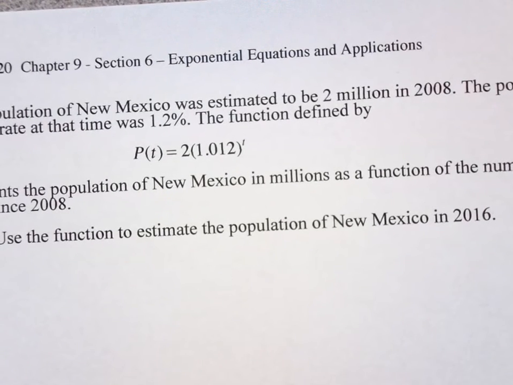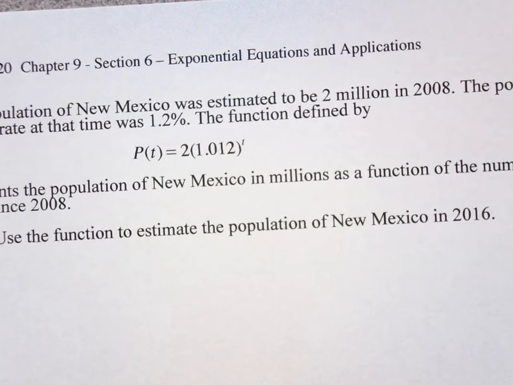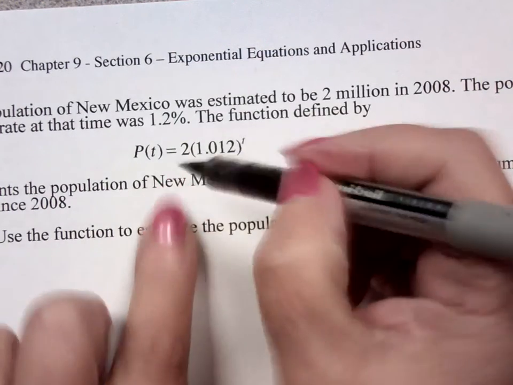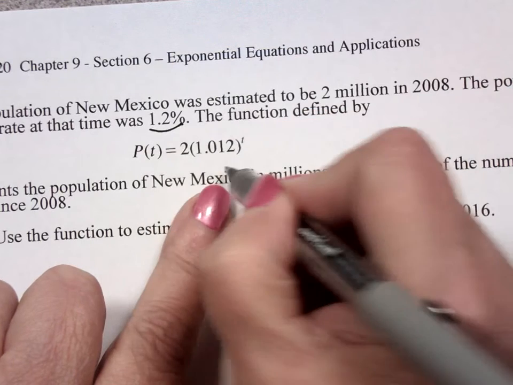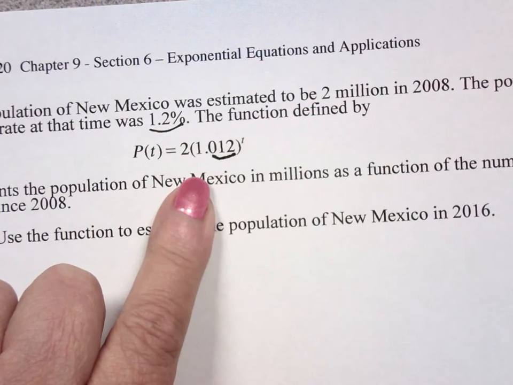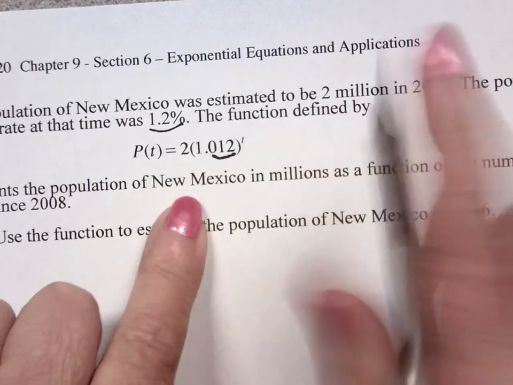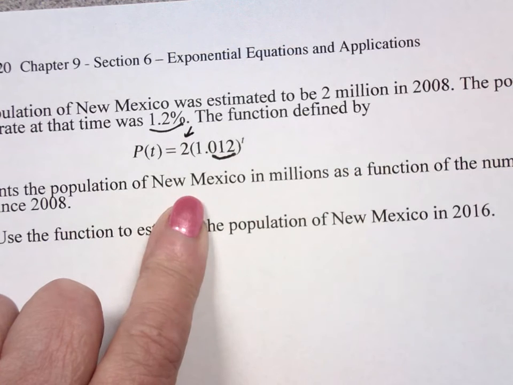Okay. The population of New Mexico is estimated to be 2 million in 2008. The population growth rate was 1.2%. The function defined by, and once they say that, I don't care about anything else they say. Anything they said prior to that has nothing. Now, once they've given me the rule, if you notice, it says 1.2%. There's your 1.2%. 2 million, there's your 2 million right there.